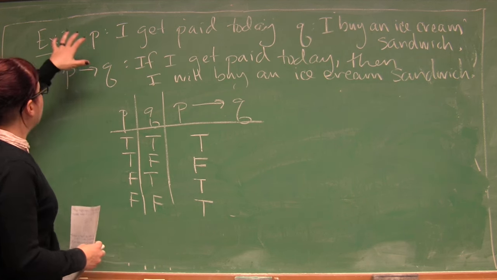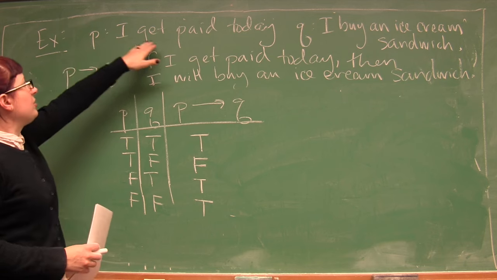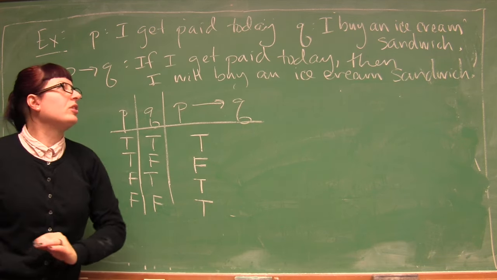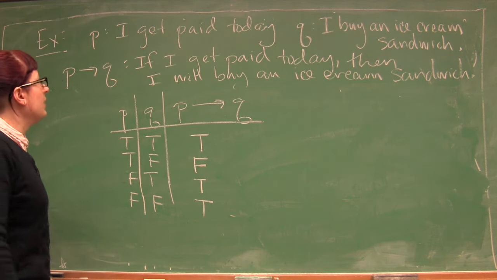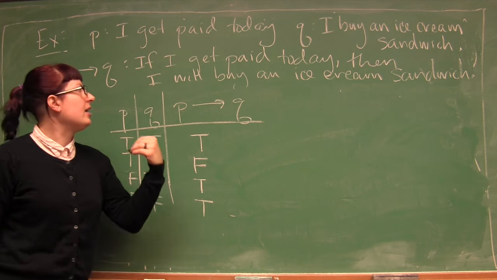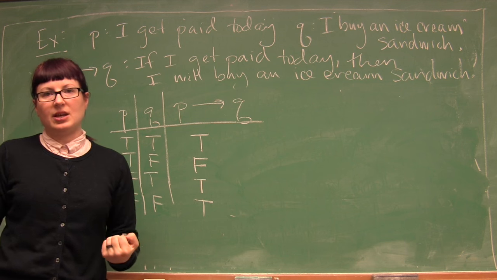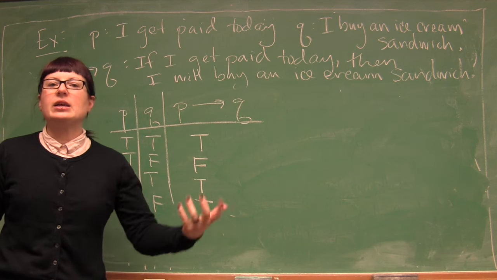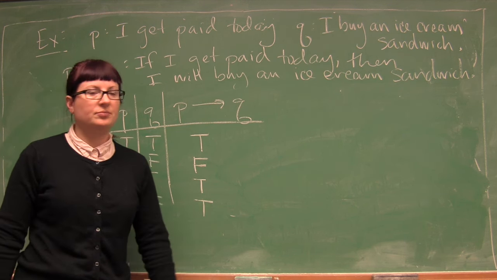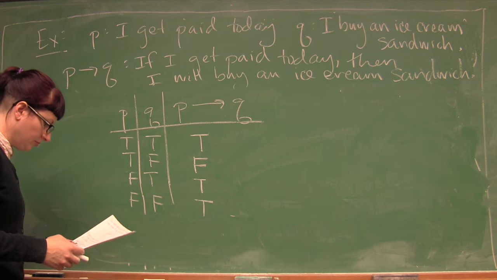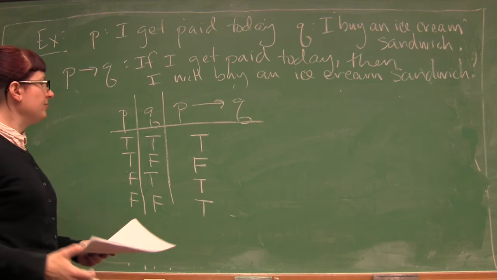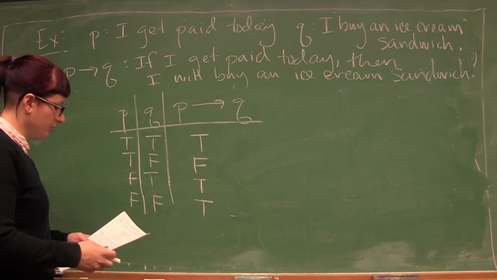So for example, in this particular example, P is the proposition I get paid today, Q is the proposition I buy an ice cream sandwich. The statement, if I get paid today, then I will buy an ice cream sandwich, is true if I don't get paid today. Because it's not claiming anything about that case. It's a little weird, but that's the way it works.